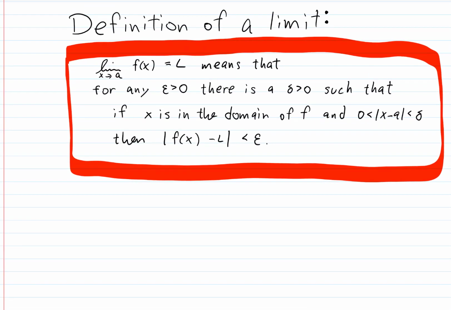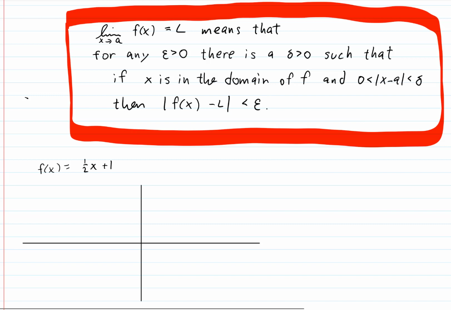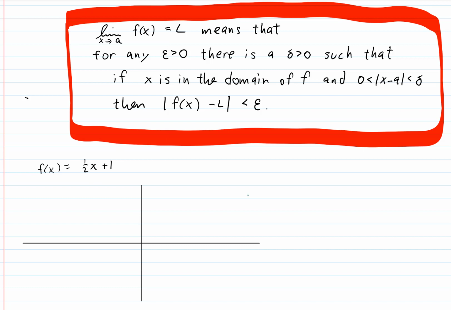So let's just look at a function here. Let's just say f of x equals, I'm going to write a line. Okay, let's say f of x equals 1/2 x plus 1. So that would be a line with a slope of 1/2 and a y-intercept of 1. So that's going to look something like this.